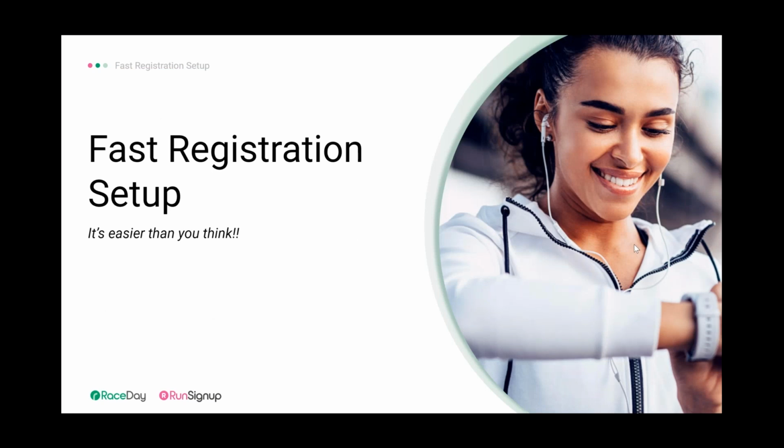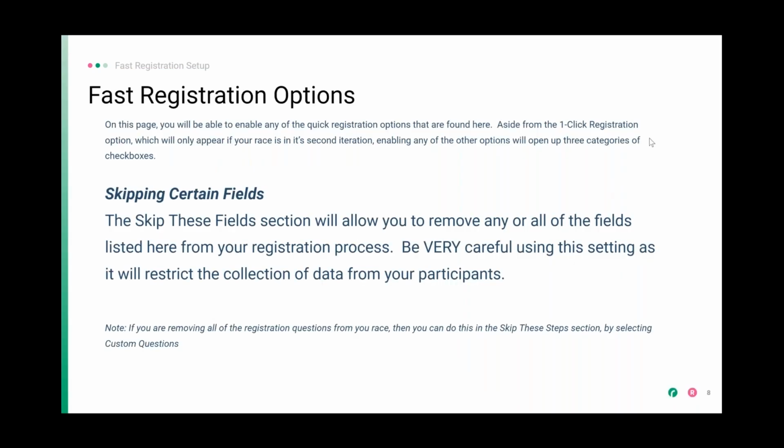So how do we set this up? Well, we're going to get into this in a second. There's a lot of different pieces of this. You'll be able to enable quick registration and, aside from the one-click registration option, there's a lot of different things you can do. They break down into 3 specific categories. Skipping certain fields, and this will allow you to remove any or all of the fields listed from your reg process. You need to be very careful as this will restrict data collection. And we're going to say that a lot.